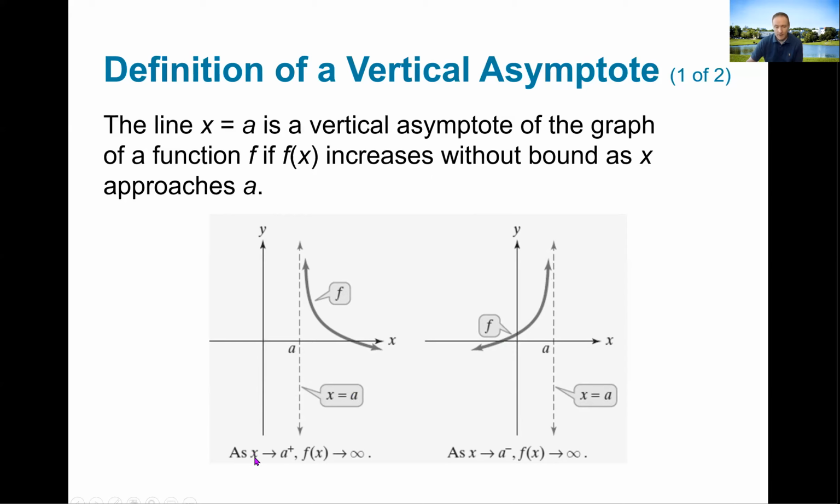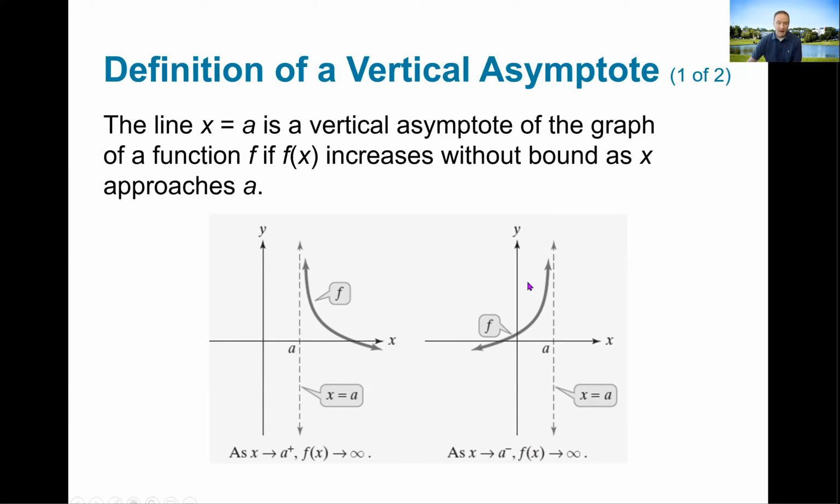This statement on the bottom means, as x approaches, the arrow literally means approaches, as x approaches a, that little plus sign up in the exponent means from the right. So this says as x approaches a from the right, then f of x approaches infinity. Clearly you can see that that's what is happening. As x approaches a from the right, the y value is going to infinity, okay? Now over here, as x approaches a, the negative means from the left. So as x approaches a from the left, f of x approaches infinity, yeah? As x approaches a from the left-hand side, the y value is going to infinity.